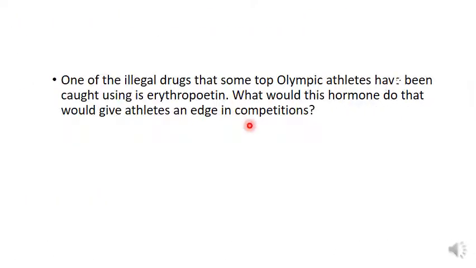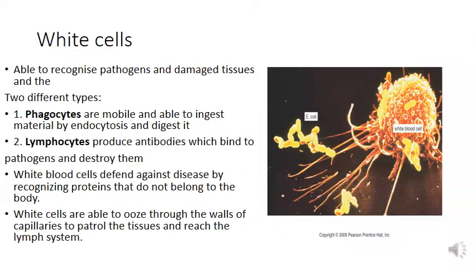So, it is interesting that some of the athletes at the Olympics use erythropoietin as a hormone to boost their performance. What do you think this hormone helps them to do? Food for thought.